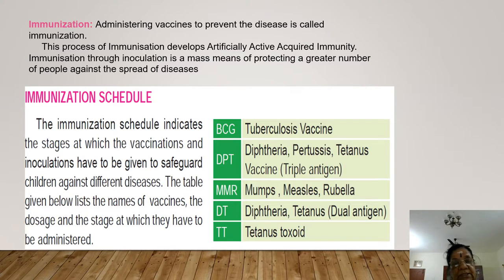The table given below lists the names of vaccines and the dosage and the stage at which they have to be administered. First one, the BCG vaccine. It is called tuberculosis vaccine. BCG, Bacillus Calmette and Guérin. That is BCG vaccine is for tuberculosis. Next, DPT, diphtheria, pertussis and tetanus vaccine.